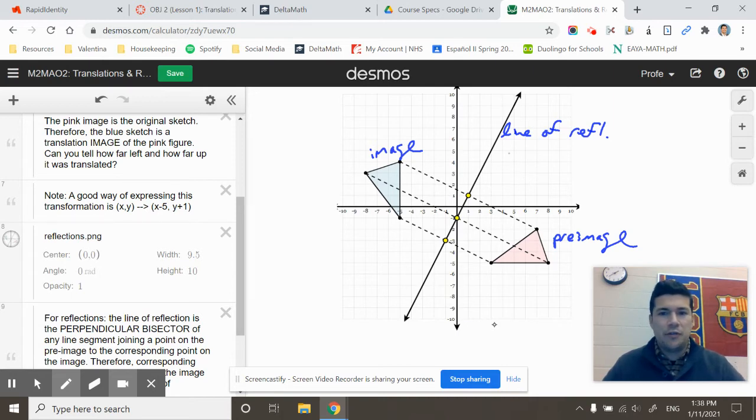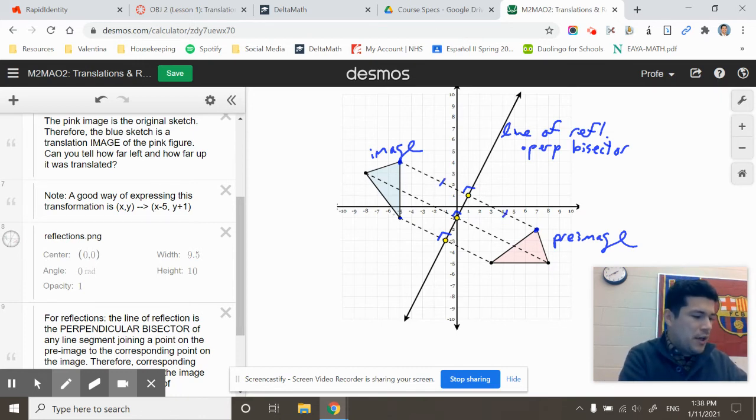A couple things to notice about the line of reflection. This line of reflection is what you call a perpendicular bisector. You can see how it's perpendicular to these segments that join corresponding points. Bisector means that between my corresponding points, this line cuts my segment directly in half. That is how this works for it to be a perpendicular bisector. So that one cuts it in half, it cuts this segment in half, and it cuts this third segment in half.